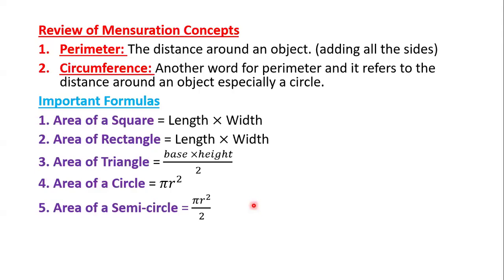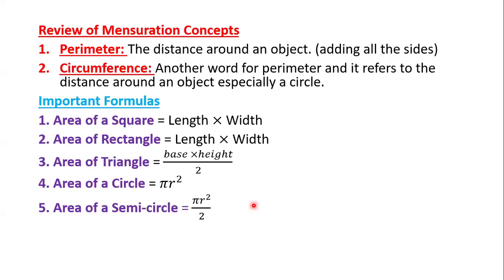What's the area of a circle? Pi r squared. And what's the area of a semicircle? Pi r squared divided by 2. Very good. And so that is what we're looking at.